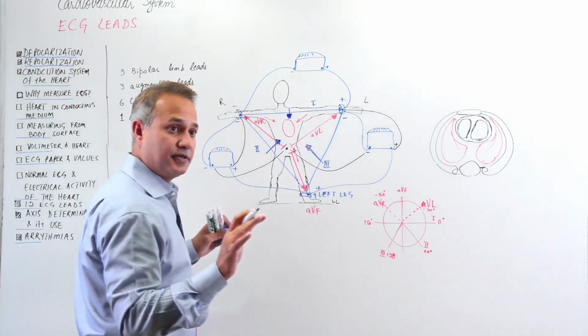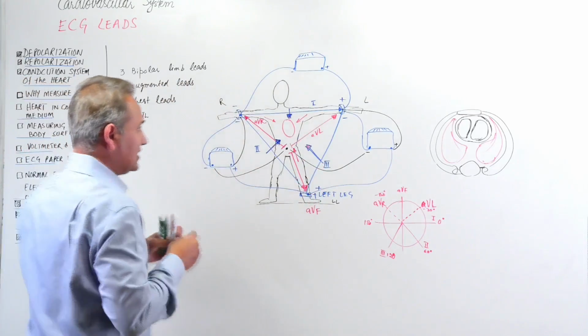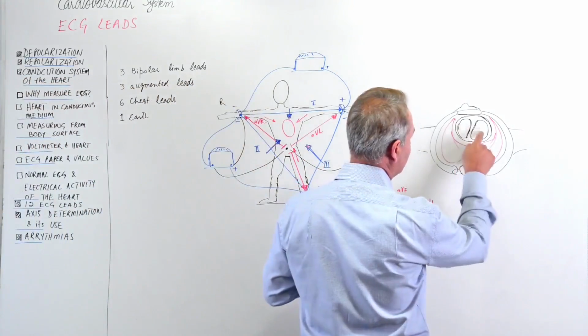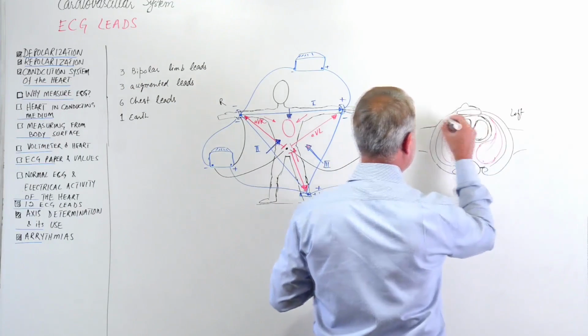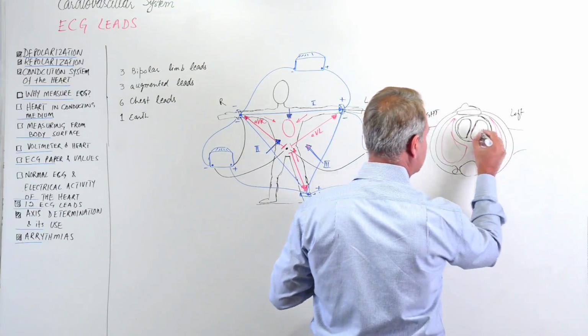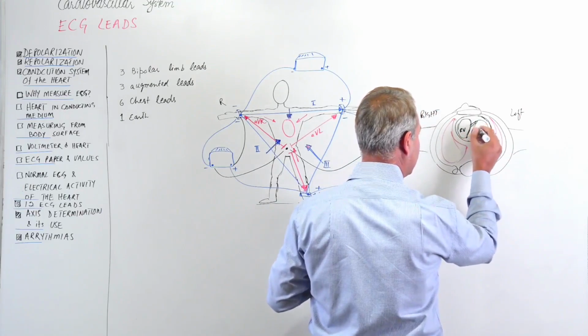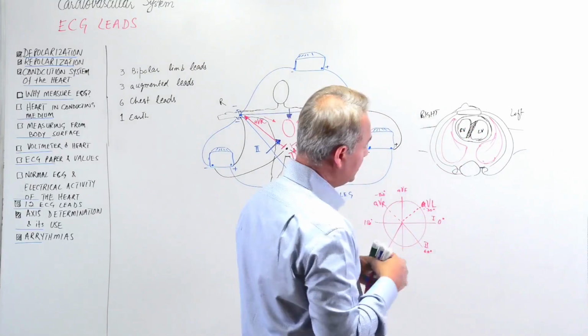Got it? Okay. How about chest leads? Look, chest leads are very simple. We are seeing the heart. Left side is this, this is left, this is right. So what you're seeing is this is the left ventricle, this is the right ventricle, this is the interventricular septum. This is why I actually made this diagram here.